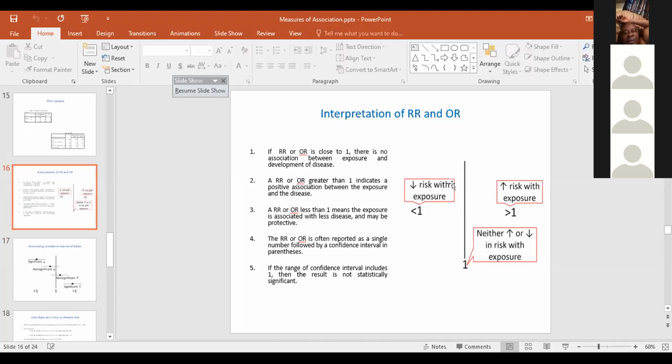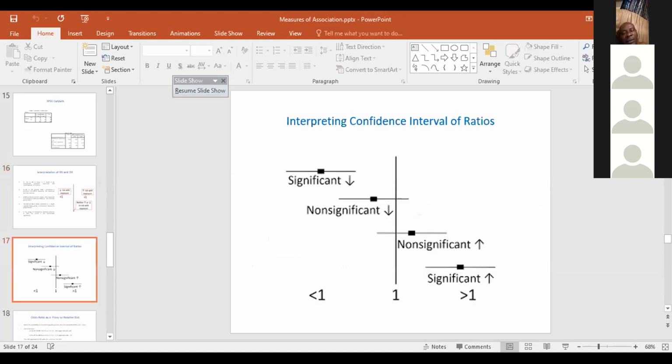That's the confidence interval. Now, the interpretation of the confidence interval for a ratio, when you say odds ratio or relative risk, they are ratios, is different from the interpretation for a difference between means or proportions. But we are talking of ratios now. Look at 1: we have already said that whenever the numerator and denominator are the same, if the ratio is 1, it means there is no association. That exposure has nothing to do with the disease.